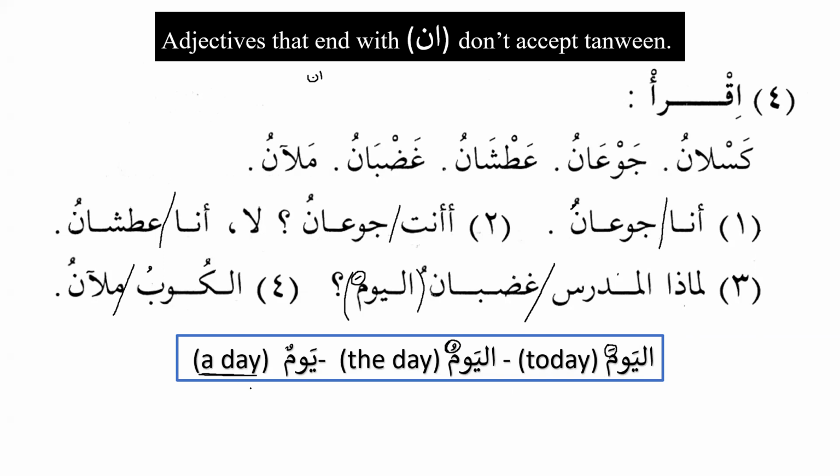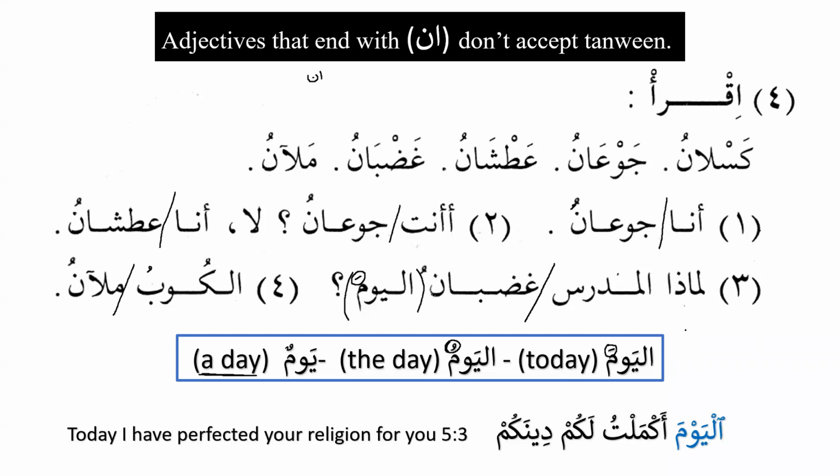Yawmun means a day. Now, if you look at the example from the Quran, we have al-yawma akmaltu lakum dinakum. Al-yawma, and if you look at the translation, it says, today I have perfected your religion for you. So al-yawma means today, al-yawmu means the day, and yawmun means a day. This is information that is a little bit extra, and this is something we need to know. We might not find it in the books, but inshallah we can benefit from each other's knowledge. I thought it's worth sharing so that you can note it down, and inshallah when you use it next time, you are not confused.